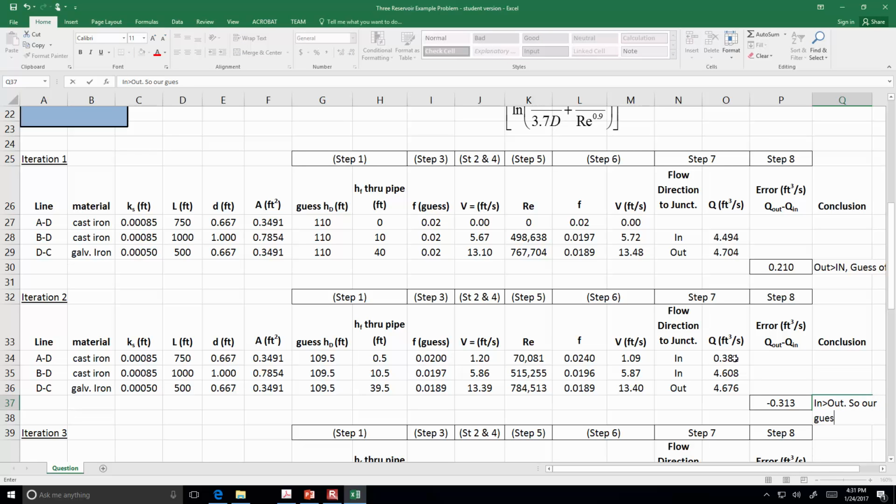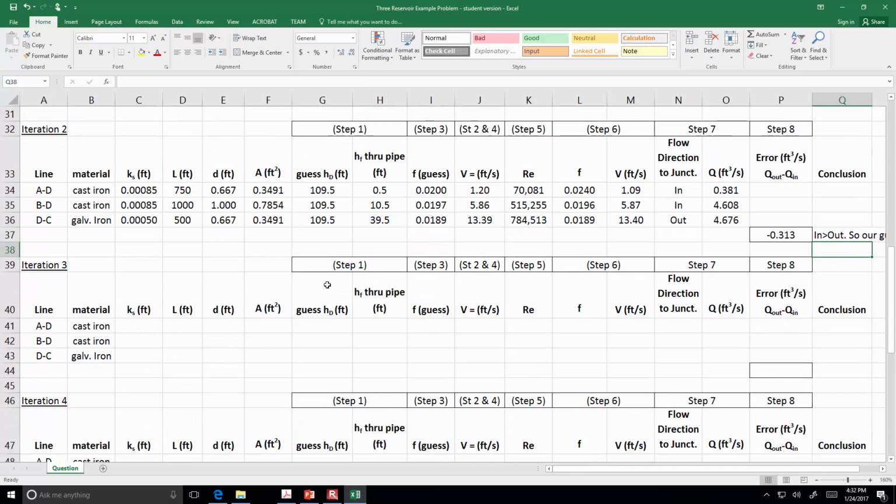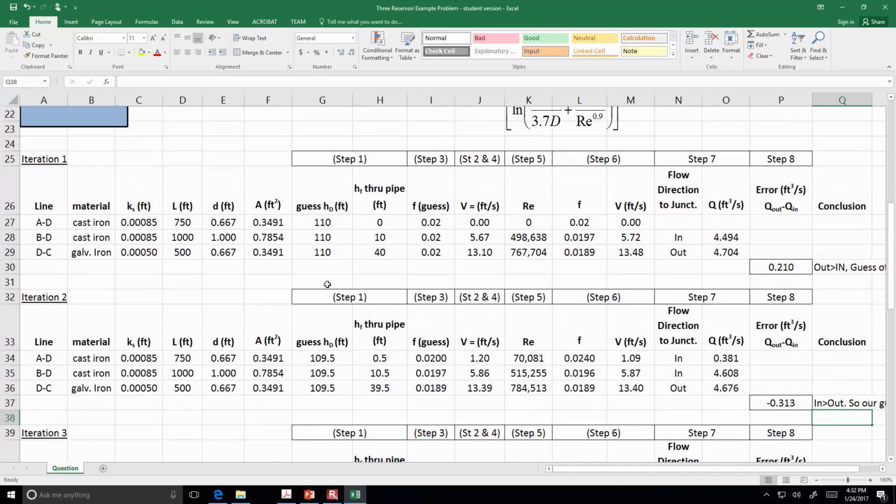So our guess of HD was too low. So this is like Goldilocks, right? Well, 110 was too high, 109.5 was too low, somewhere in the middle will be just right. Okay? So what we need to do for the next iteration is raise our guess of HD. By how much? Well, we don't want to go all the way to 110. So somewhere in between. Any questions before we start iteration 3?